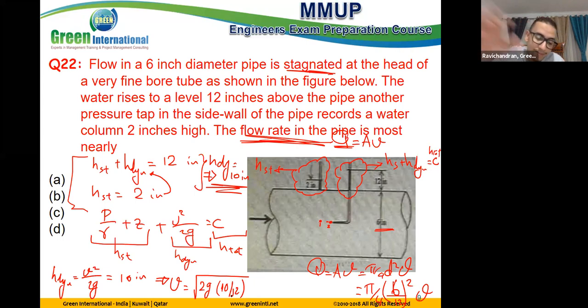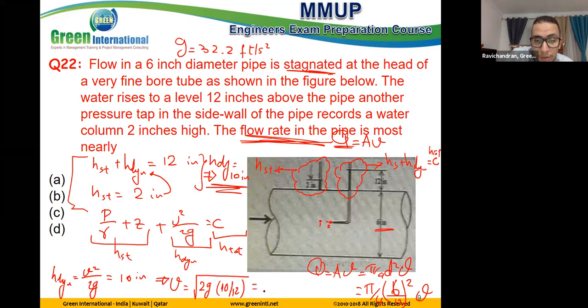You lost. You lost the mark for this question. Why? One of the values, trust me, is better to remember. Save it, please. G is 9.81 meter per second square, but actually it's 32.2 feet per second square.